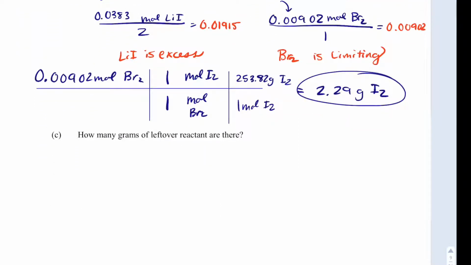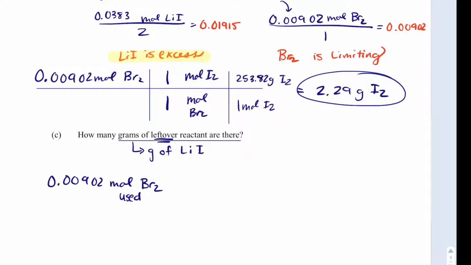And then C, this is probably the hardest question of the whole unit, is how many grams of leftover reactant are there? Well, lithium iodide was my excess, so this is saying grams of LiI. And whenever I need to convert to something, I always start with my limiting reactant. And so I'm going to say 0.00902 moles of Br2, that's my limiting, and I'm just going to convert it to LiI. And since I'm asking about leftover, I know I want to say used. And we'll see why at the end of this.